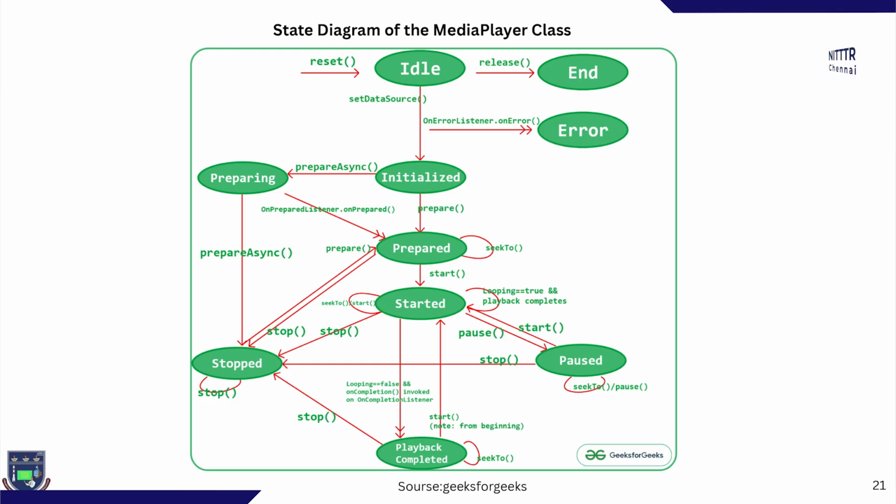Then we have calling start. This function begins playback, so that will be in the started state. Then you can pause, stop, or let playback complete. So this means paused, stopped, and playback completed are intermediate states depending on the user actions.